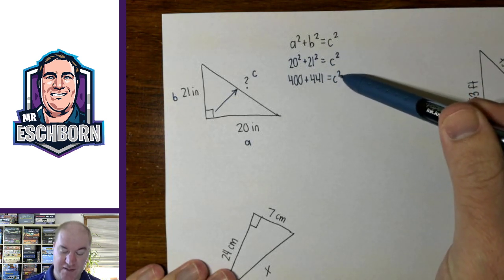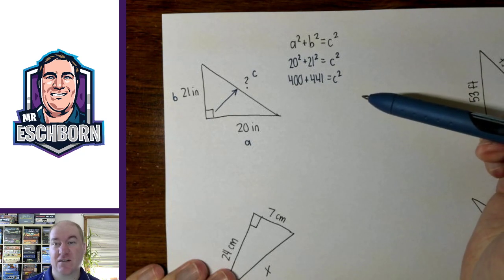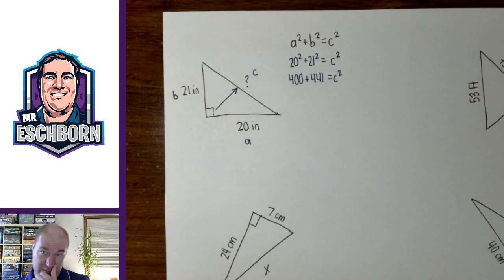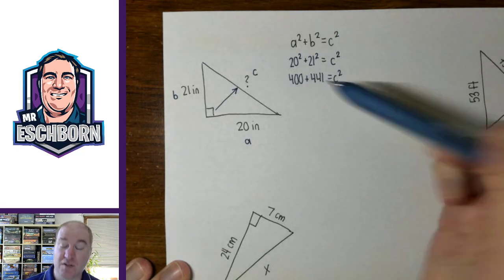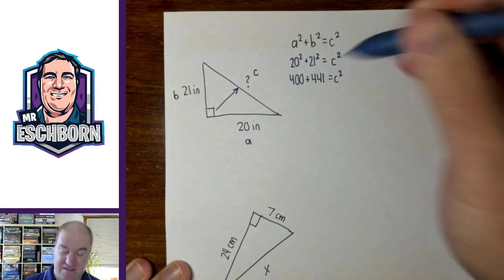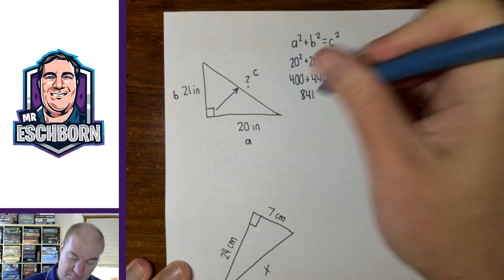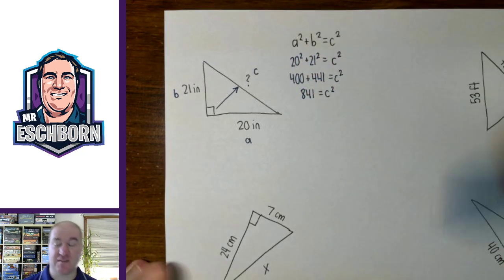If I want to know what C is, I should do everything I can to simplify the equation as much as possible. And I can simplify right here, 400 plus 441. That's 841. And that's equal to C squared.